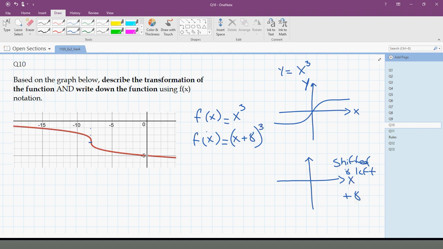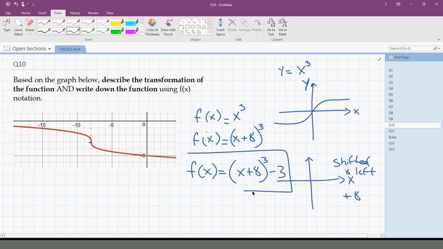Now, the next step, we're going to say that it was moved down by 3 units. So f of x equals parentheses x plus 8, cubed, and then negative 3. So that should be the transformation. That should be the function for that graph. Good?